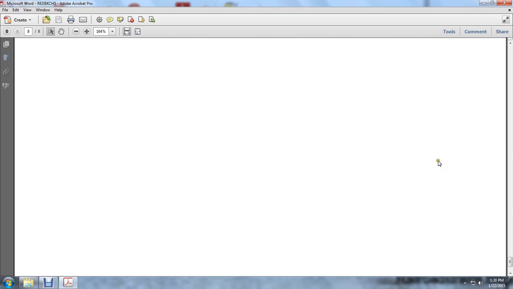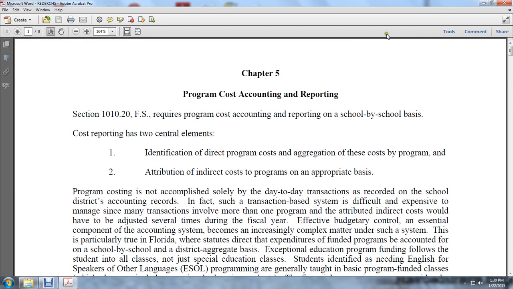And that is chapter 5, Program Cost and Accounting Report.